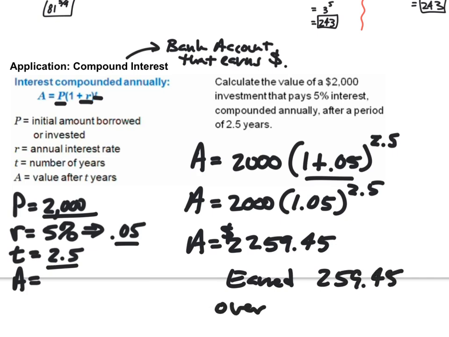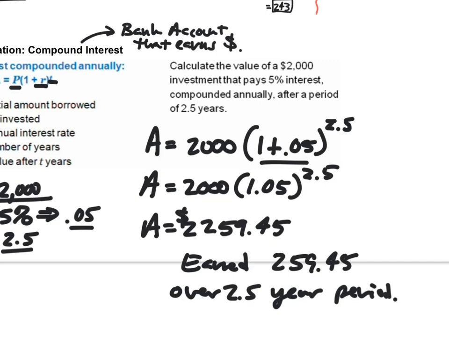Okay? So what you have earned, when you think about this, is $259.45 over a 2.5-year period. Okay? And that's pretty significant, okay? If you just put that amount of money into a bank account, you're going to make $260 pretty much, that's pretty good.